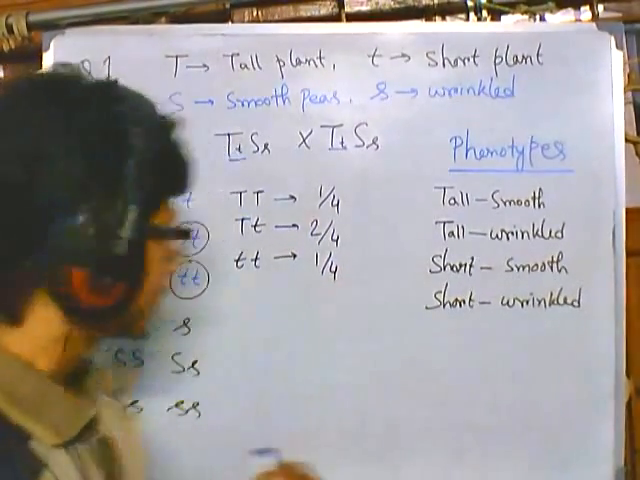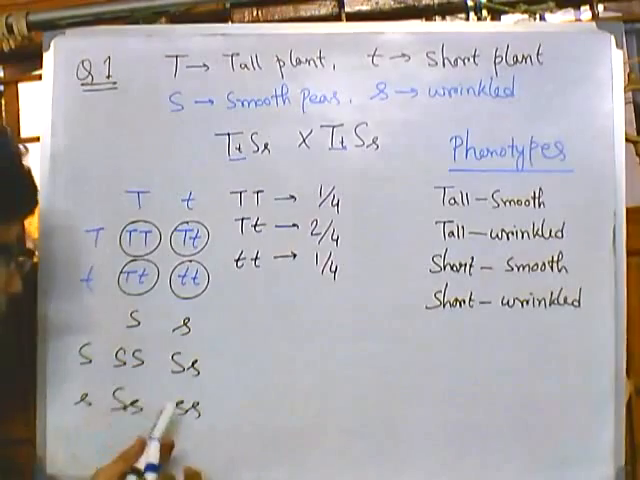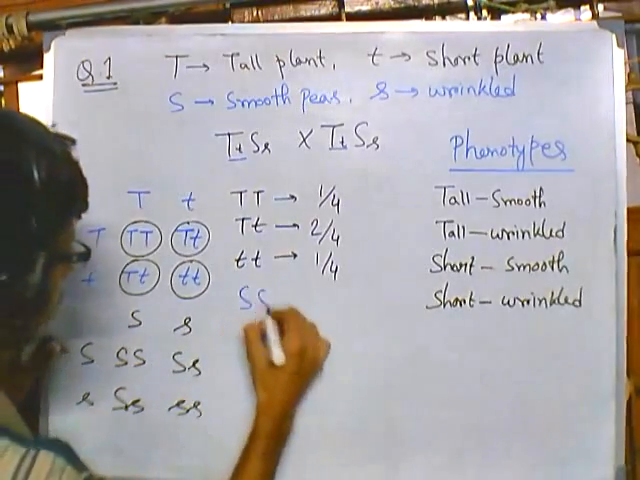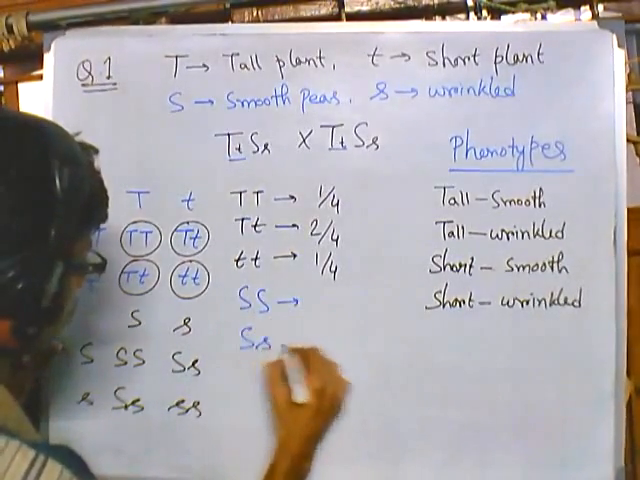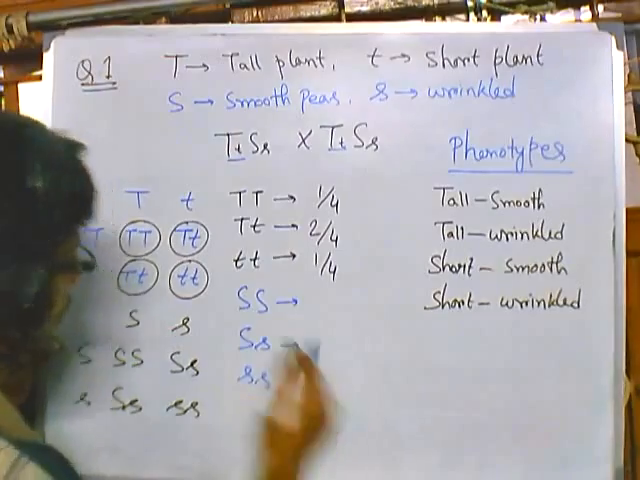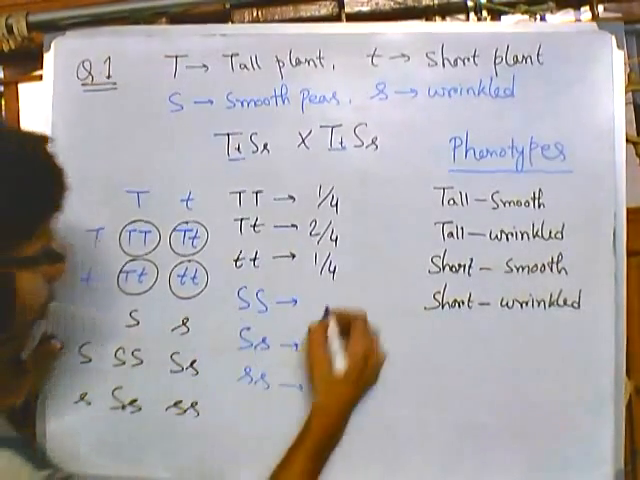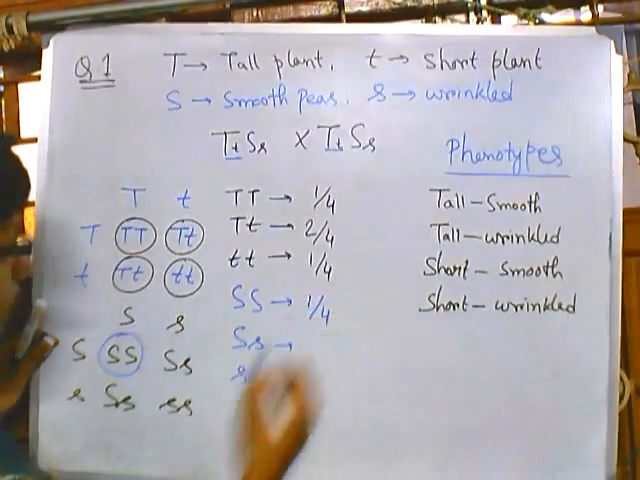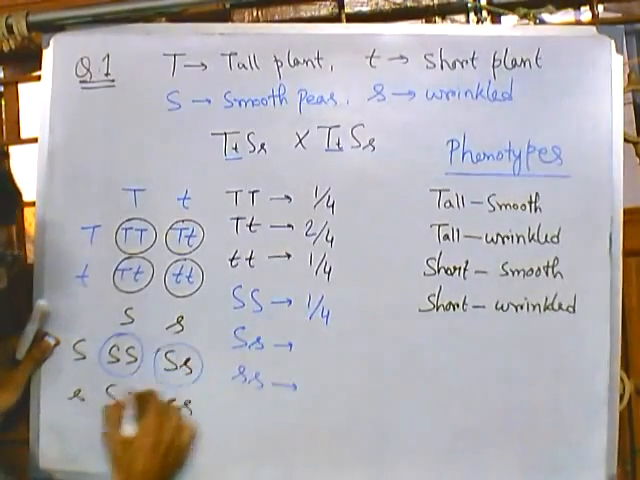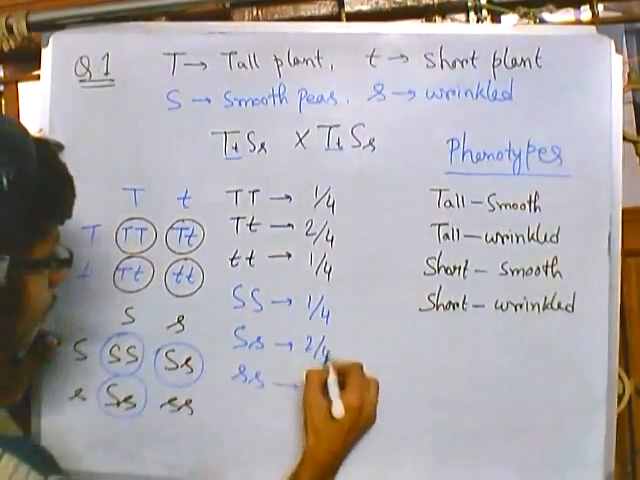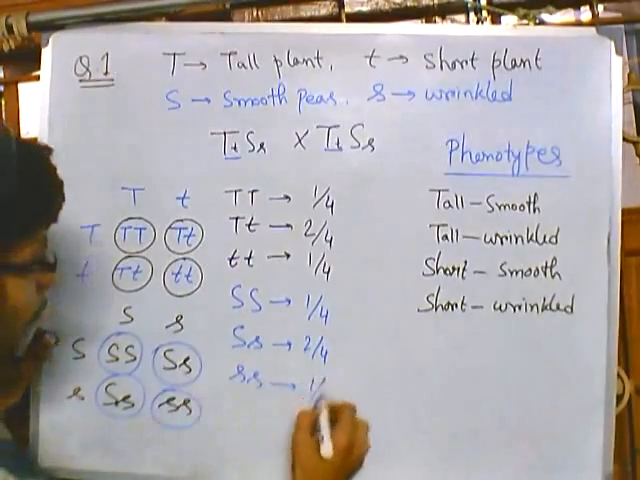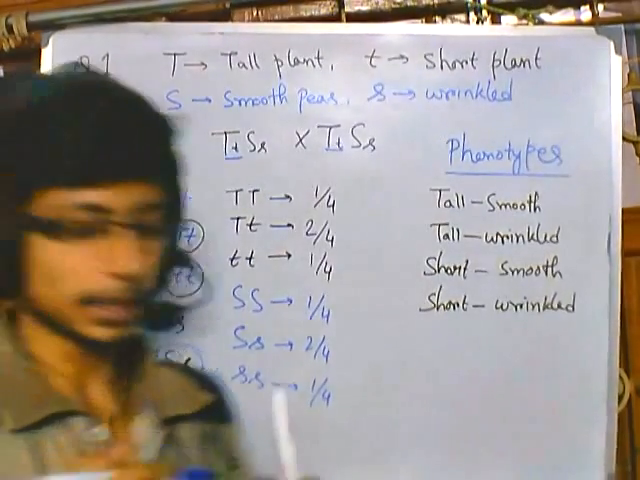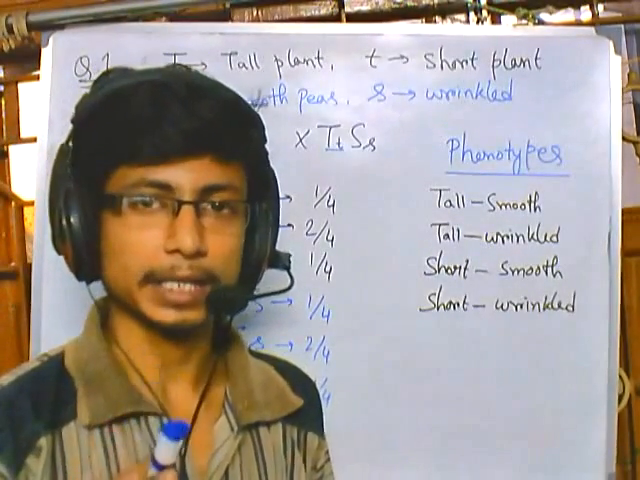Getting it? Similarly, for this one also, we are having caps S, small s, small s. For caps S, we are again having 4 offsprings totally. Caps S S is only 1, so 1 out of 4. Caps S small s is 2, so it's 2 out of 4. And again small s small s is also 1 out of 4. So these are the offsprings we can get.